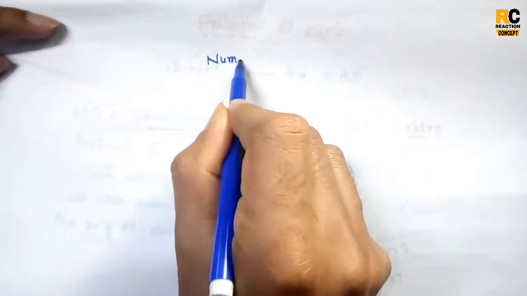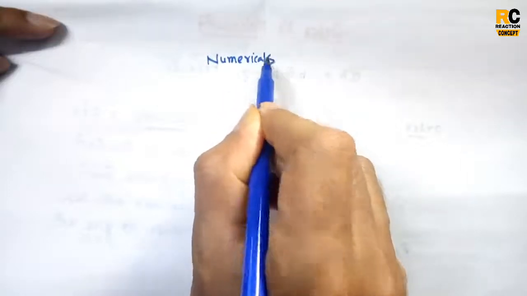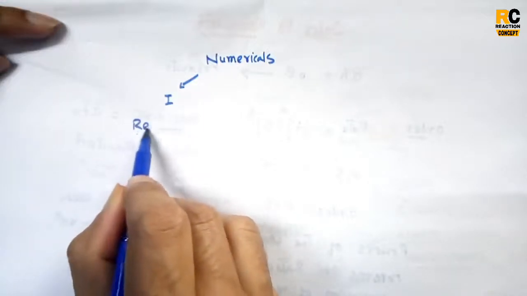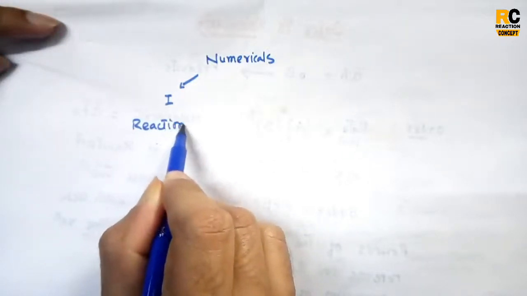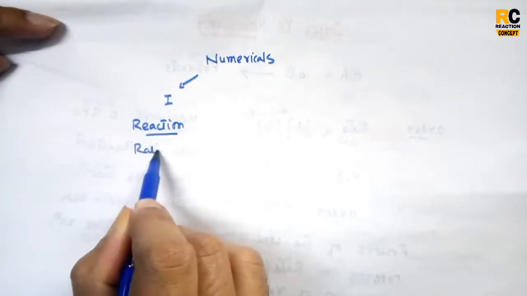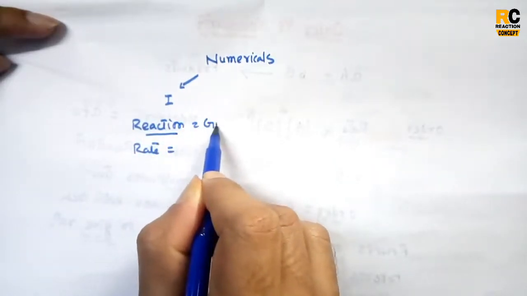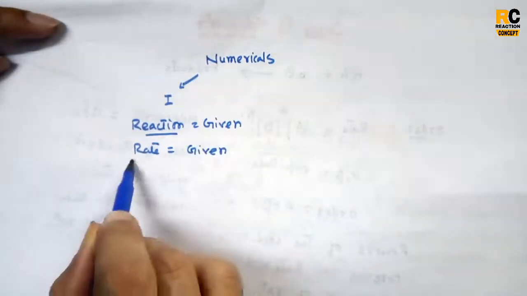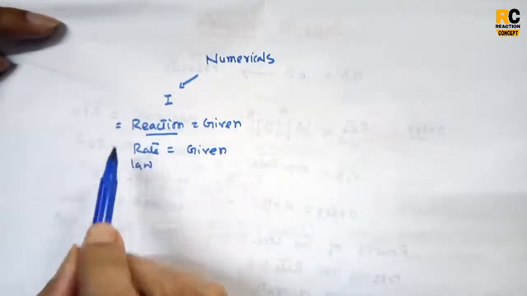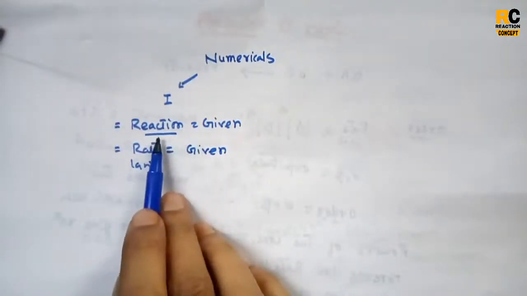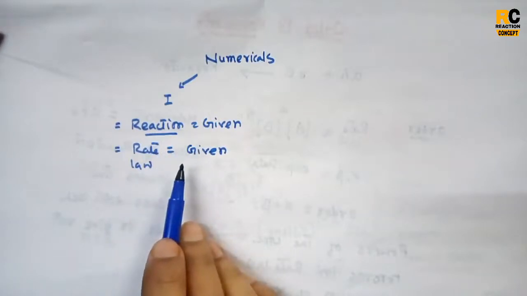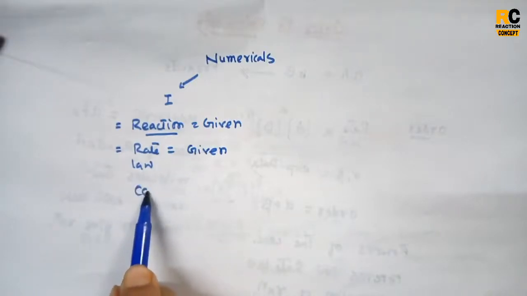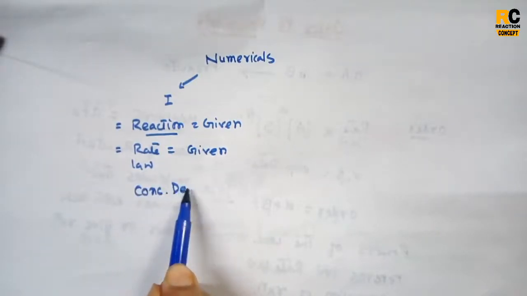Numericals would be of two types. In the first one, you will be given the reaction and the rate law for the reaction. Then you are asked about some concentration dependence based on that data.